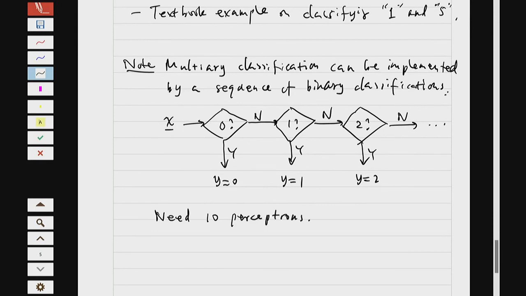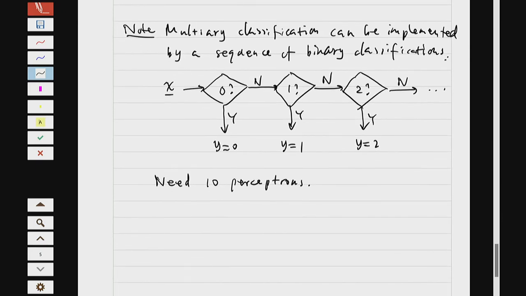That's fine, right? We know how to build a perceptron. Just build 10 of them to separate these numbers. It can be done, although this will not be the most efficient and also not the most effective. Any reason why?